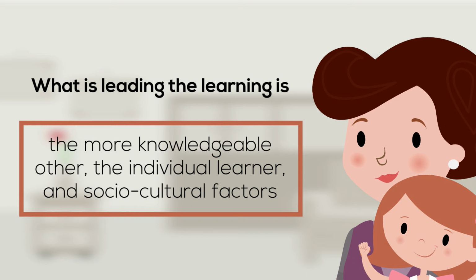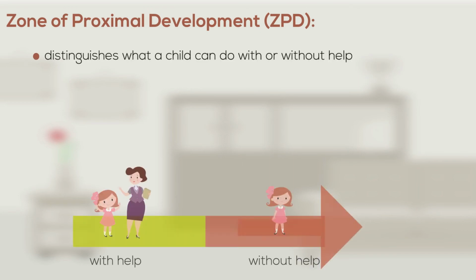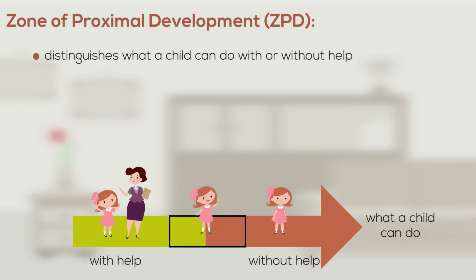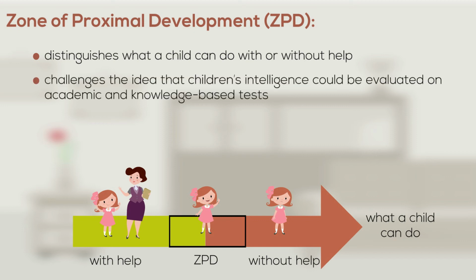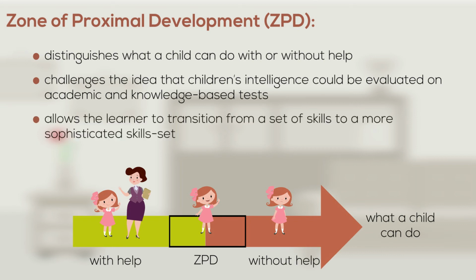A second term introduced by Vygotsky was the zone of proximal development, which distinguishes what a child can do with or without help from an abler person. This theory was developed to challenge the idea that children's intelligence could be evaluated on academic and knowledge-based tests. The zone of guidance allows the learner to transition from a set of skills he or she already has to a more sophisticated skills set, which generally help in going beyond what is already known in response to the environment and society.